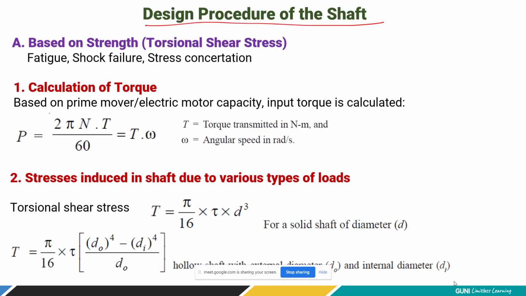Now let's discuss the design procedure of shaft. How can you find the dimension of shaft who is subjected to certain power or maybe the torque, right? Now shaft design is based on three criteria. One is based on strength. Strength here means stress induced. If it is less than the permissible, then you can say the given shaft with the given dimension is okay, right? So that is based on strength.